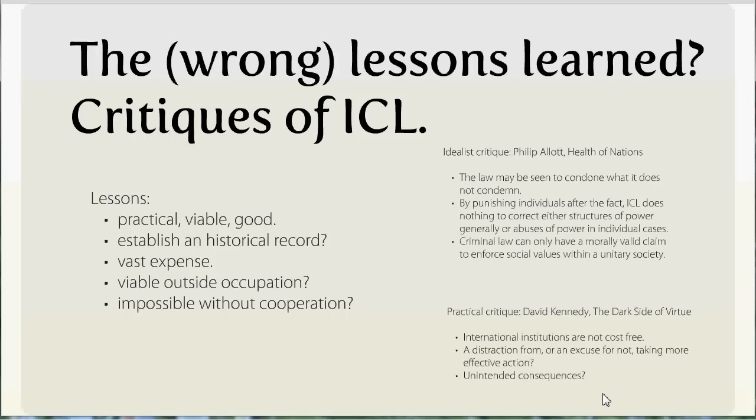But we do have to question whether they're always worth the enormous expense, whether they can really be conducted outside of a situation of occupation like occupied Germany, where all the evidence is under an occupying power's control, and whether they can really work without cooperation from the state in which the crimes occurred. And we'll consider some more theoretical critiques of international criminal law as well.